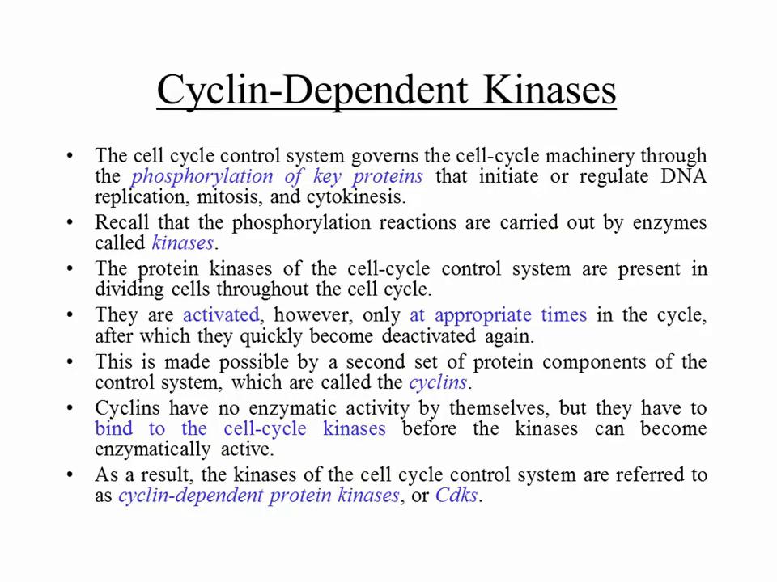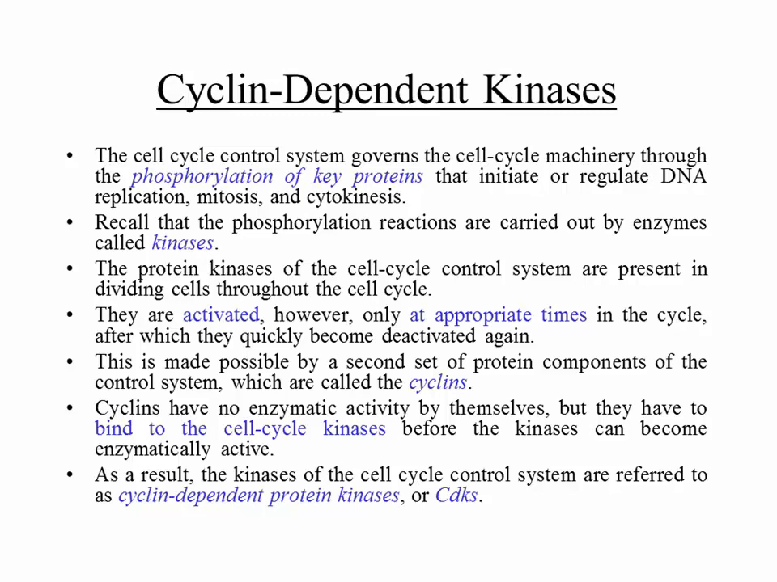Now, how does the cell cycle control system function? Right. The cell cycle control system governs the cell cycle machinery through the phosphorylation of key proteins. Okay, adding phosphate groups to key proteins. When you add a phosphate group, that has got two negative charges, right? That is going to alter the conformation of the protein, right? It is going to go from active to inactive and so on, okay? So the cell cycle machinery carries out the control through the phosphorylation of key proteins that initiate or regulate DNA replication, mitosis, and cytokinesis, okay? All the different steps of the cell cycle, they are controlled by these guys, right?